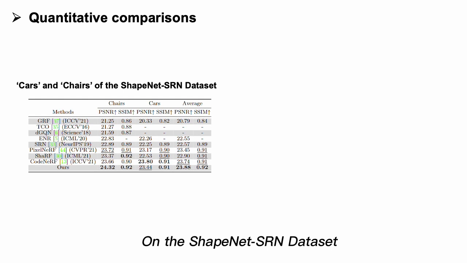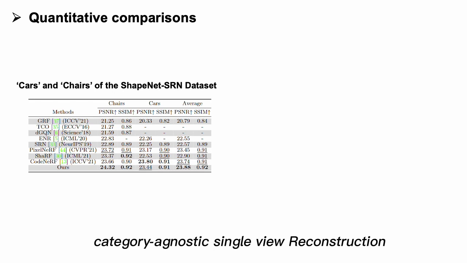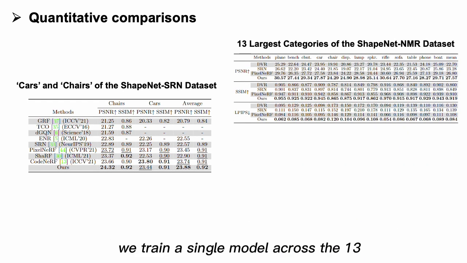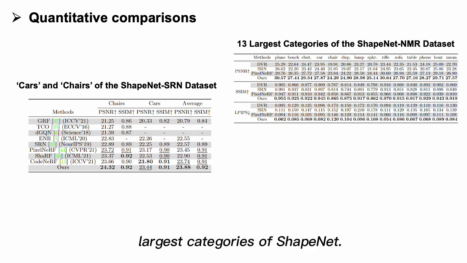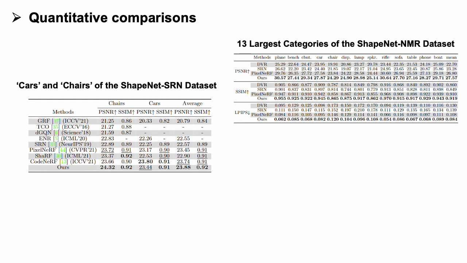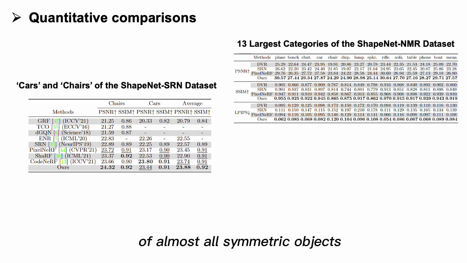Extensive experiments have been conducted to demonstrate the effectiveness of our approach. On the ShapeNet SRN dataset, our method outperforms, or at least is on par with, state-of-the-art methods. We further explore our approach on the ShapeNet NMR dataset under two settings: category-agnostic single-view reconstruction and generalization to unseen categories. For category-agnostic single-view reconstruction, we train a single model across the 13 largest categories of ShapeNet. Our method outperforms other state-of-the-art methods. This implies that symmetry priors benefit the reconstruction of almost all symmetric objects.